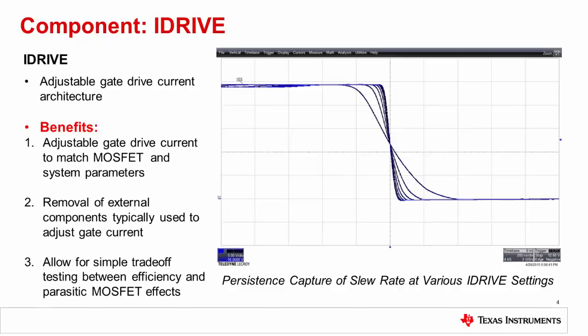Lastly, since the drive current can be adjusted through a simple register write to the gate driver, this allows for system designers to quickly evaluate trade-offs between switching speed and parasitic MOSFET effects. The waveform to the right shows the MOSFET slew rate across multiple drive current settings of a DRV8X motor gate driver.